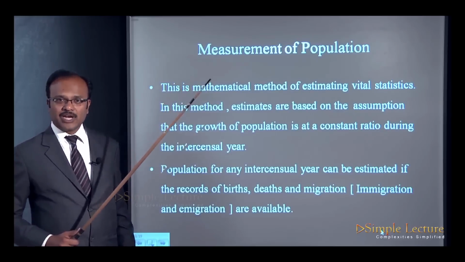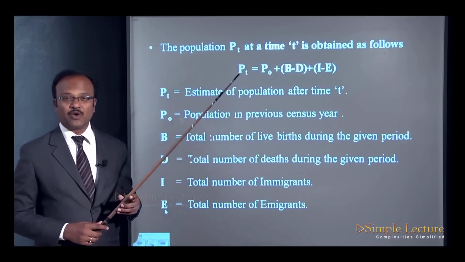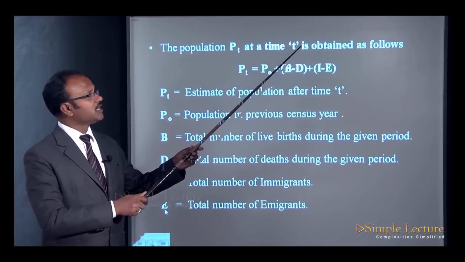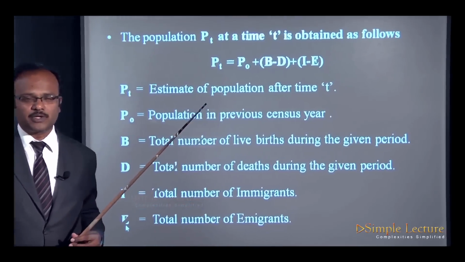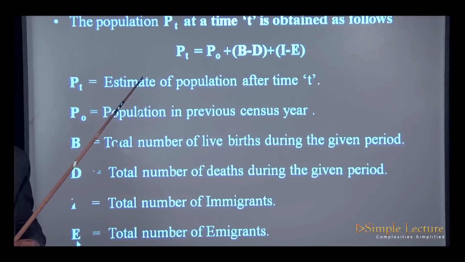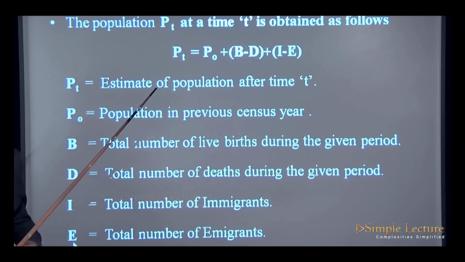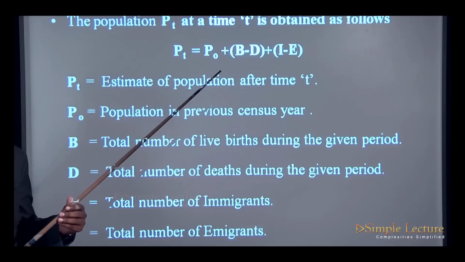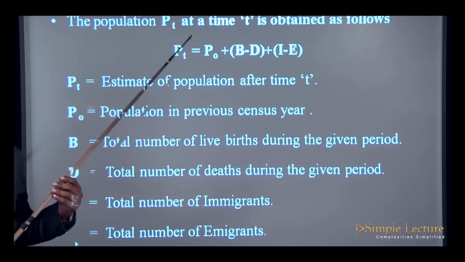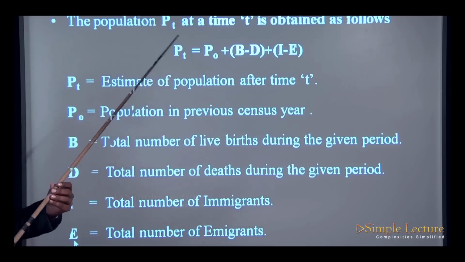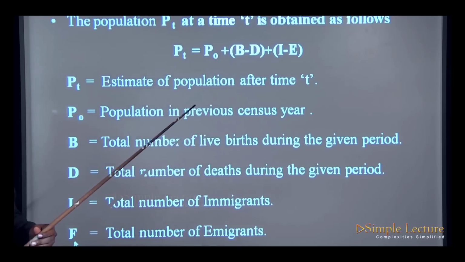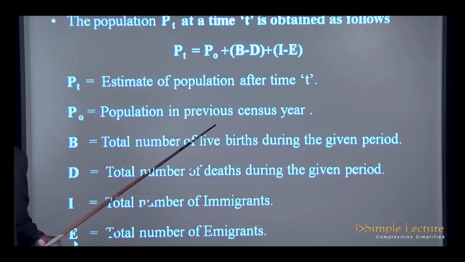Did you understand this? Now let us see the mathematical way of calculating this. The population PT, that is, at a particular time T, is obtained as follows. For example, in 2012 we know the population, and in 2013 we would like to estimate the population at that point of time. PT means the population in 2013, and P0 means the population in 2012. So PT is equal to P0 plus B minus D plus I minus E. Very simple method. Even if you think logically, you will get the answer.